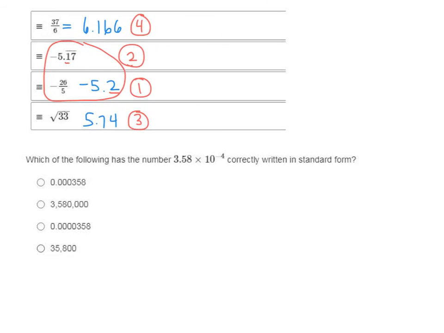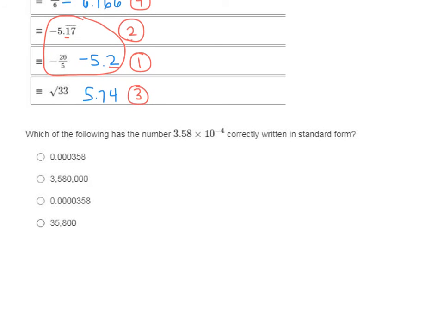Next one, more scientific notation. Which of the following has the number 3.58 times 10 to the -4 correctly written? I did show some of you that were following along that you could type this in the Desmos calculator and it will tell you your answer. If you're not sure how to do that, you could of course ask me, but if you don't ask me, then you're on your own.